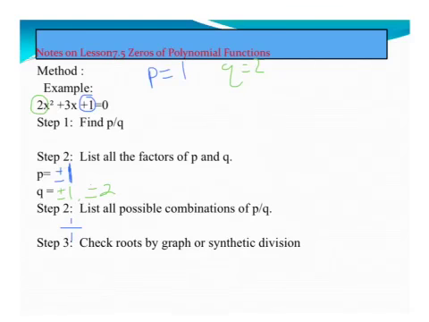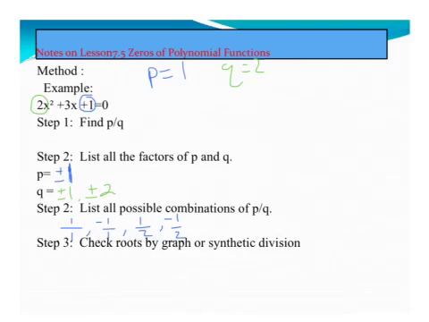So for all of our possible combinations of p over q, we have 1 over 1, negative 1 over 1, 1 over 2, and negative 1 over 2. Those would be our 4 combinations.